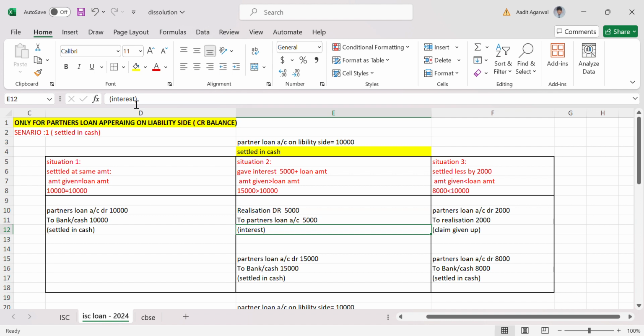And then when we settle him, we are paying him 15,000. So money is going out by 15,000 and loan is getting reduced by 15,000.